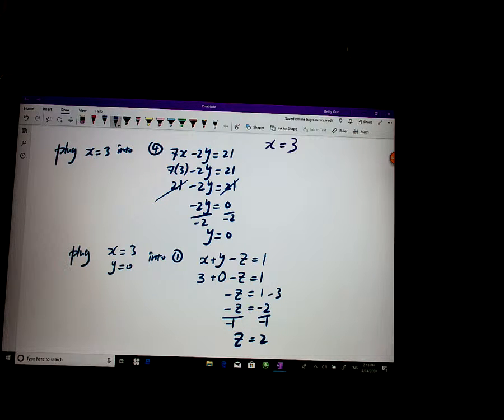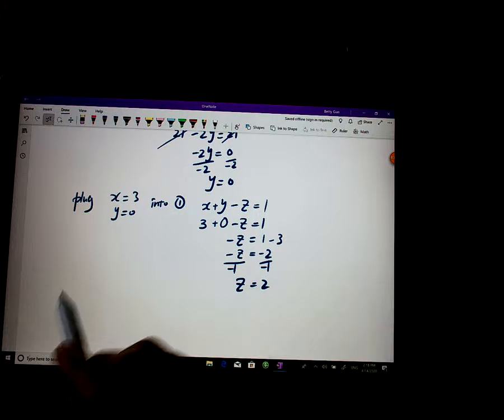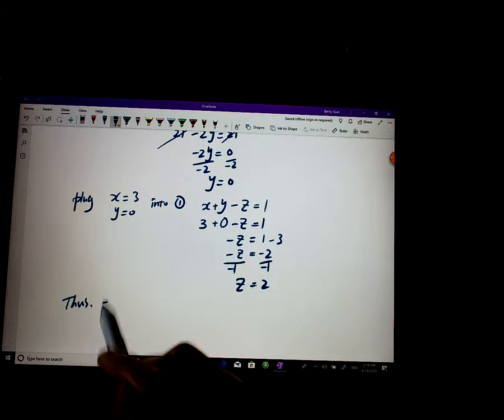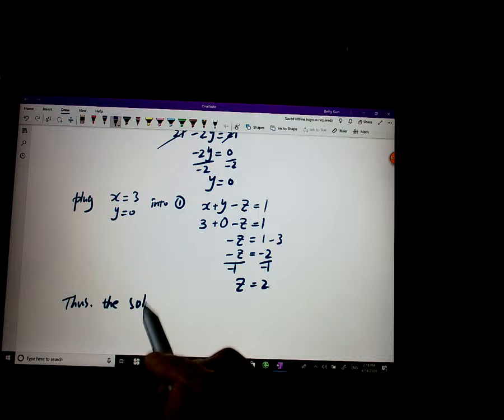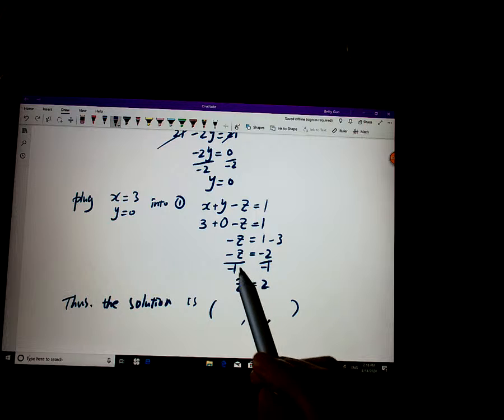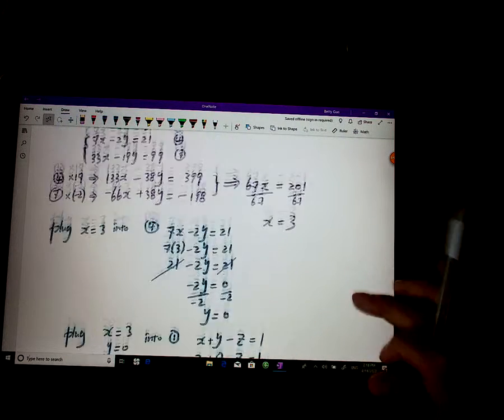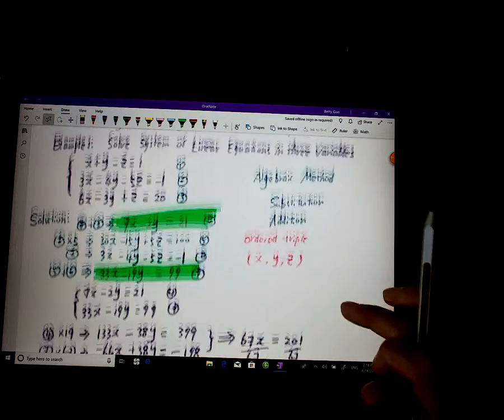So now we finish. We can make a conclusion. Thus, the solution of the original system is an ordered triple. Value for x is 3. Value for y is 0. Value for z is 2. This ordered triple is a solution, or the only solution of the original system.